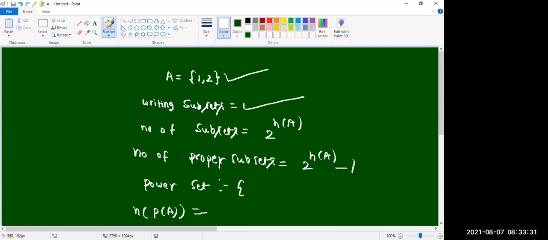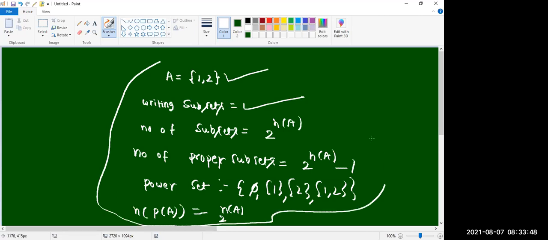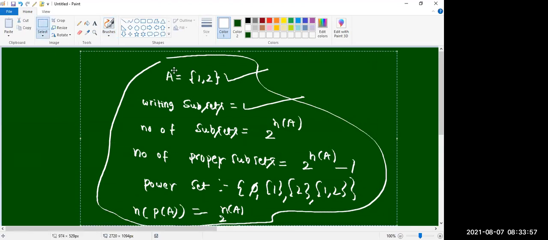All the subsets, if you keep them in a set, like {1, 2}, this is important. And the number of elements of P(A) is 2 power n of A. These are all important regarding subsets. The number of power sets is 4 only for this one. The K set is also important for these concepts.